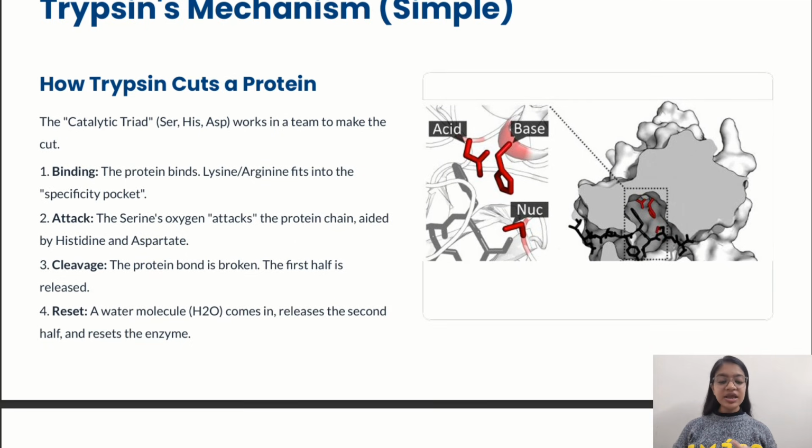The actual cutting action is performed by a tiny, synchronized three-person team within the active site known as the catalytic triad. These three amino acids are serine, histidine, and aspartate. Their job is to cooperate to make the serine molecule an incredibly powerful nucleophile. That is, a molecule that strongly seeks out a positive charge, allowing it to attack and break chemical bonds.